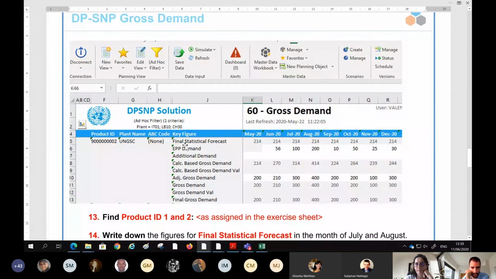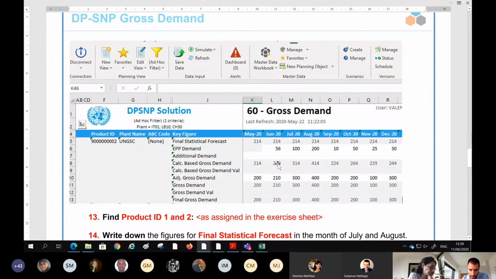So the final statistical forecast, we know it's coming from the template. EPP demand is coming from the template. We need to confirm, because in the system I was able to adjust, but we need to confirm that. Additional demand, you can adjust it, or if you have a new product, you can add additional demand. Then we have the calculated base gross demand. That will give you the addition of the three.